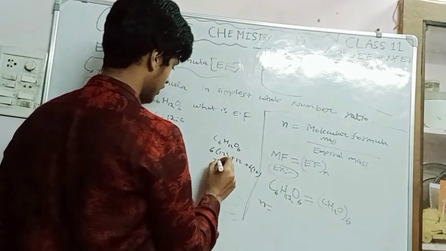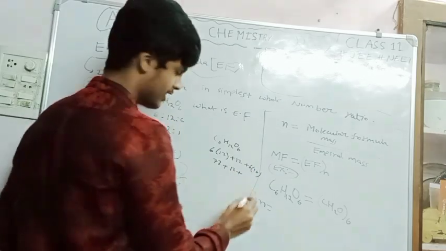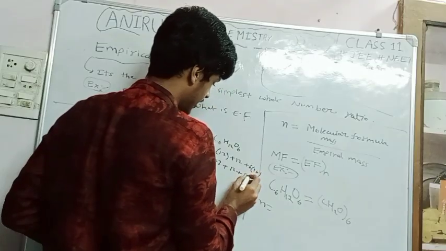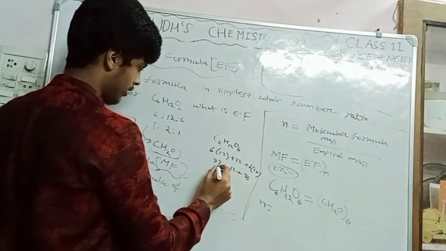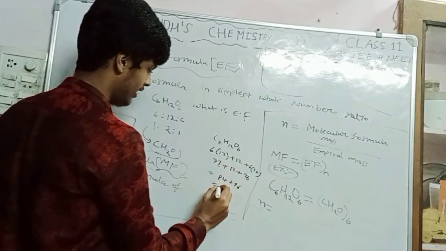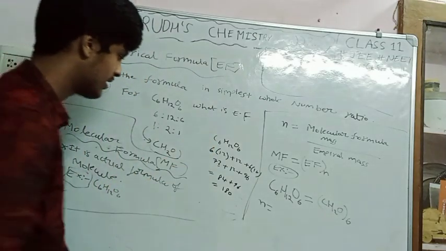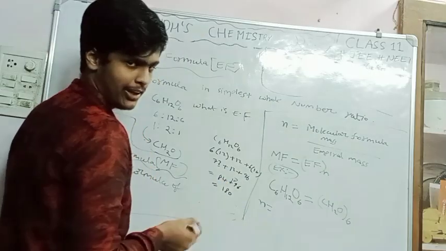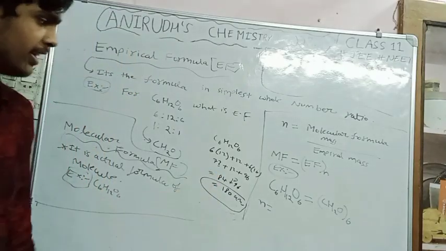So 12 sixes are 72, plus 12, plus 16 sixes, what is that? 16 sixes are 96. Okay. 16 fives are 80, 16 sixes are 96. 2 plus 2 is 4, so 84 plus 96 is 180. It will be 180. The molecular formula mass of C6H12O6 is 180. I remember it directly, but for your basic understanding, I am writing it for you.